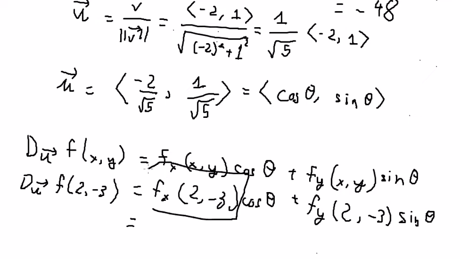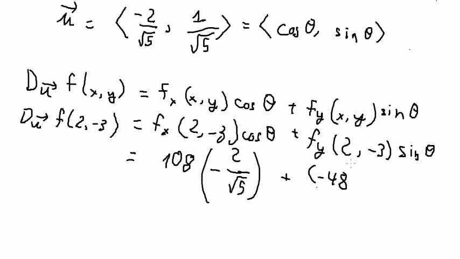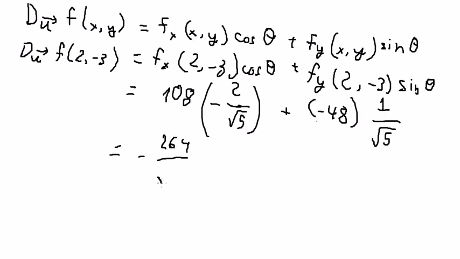So this one we got about 108. And we put this one in here. And this one is about negative 48. Multiply with this one in here. And we got about negative 264 over the square root of 5.